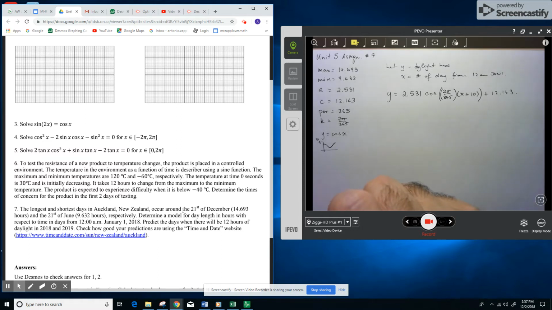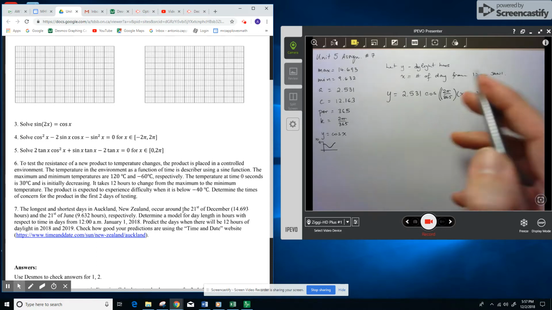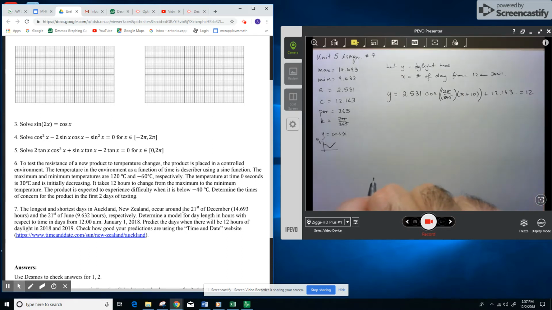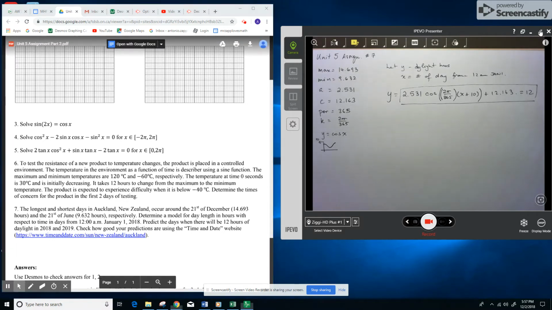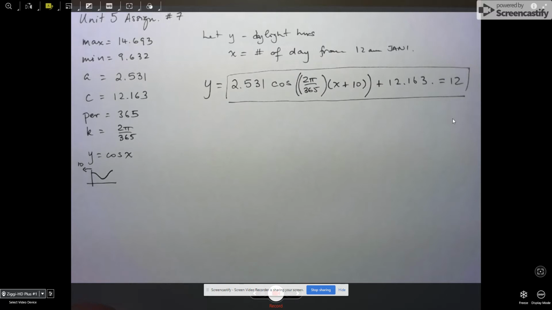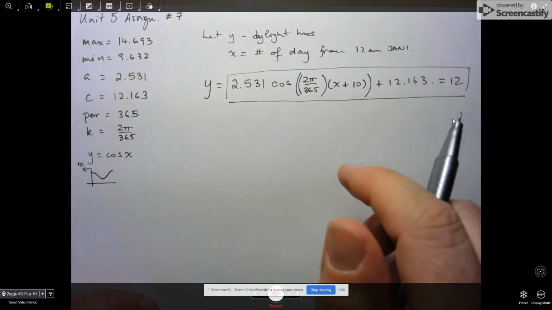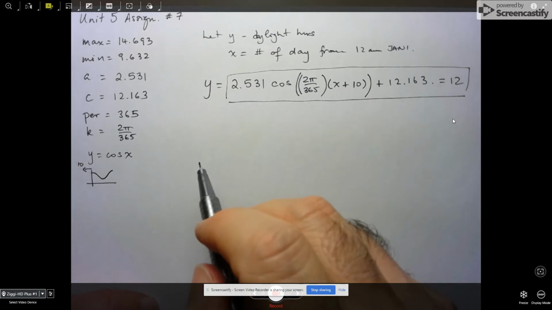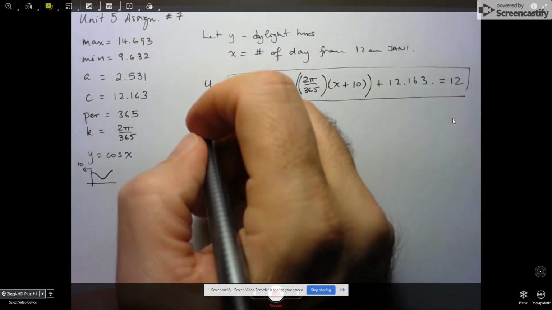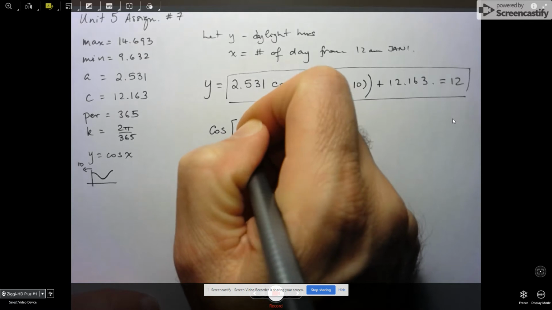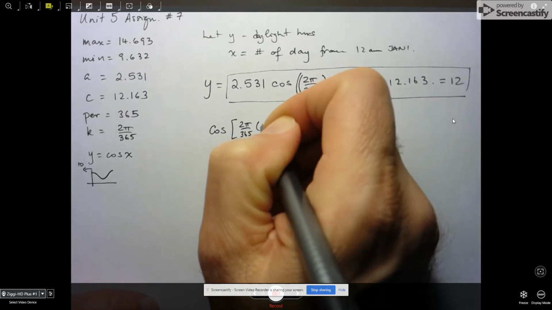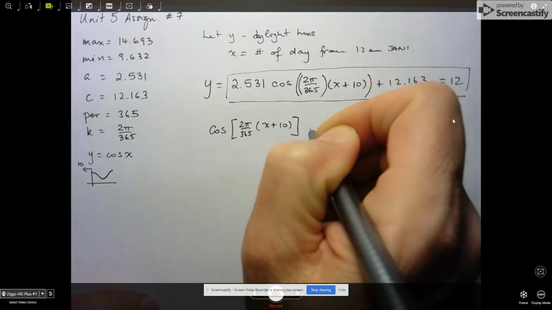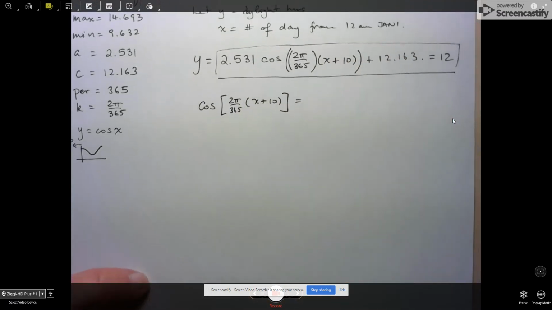Now, in particular, what they want us to solve for is when the daylight hours is exactly equal to 12. So this is the equation that we're going to be solving in part 2. I don't think we need any of this here, so let's move that aside, and now let's solve this equation. Step 1 in solving a trigonometric equation is to isolate the trig ratio. In this case, we can do it with opposite operations.